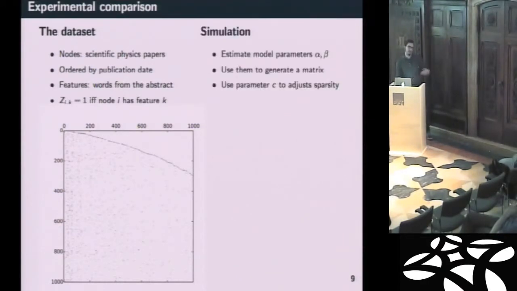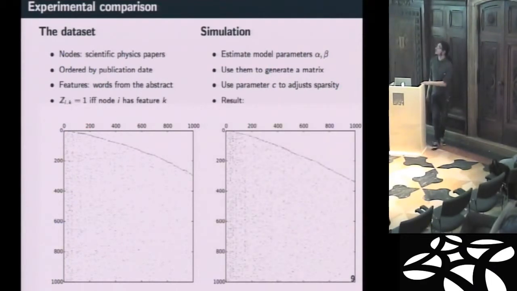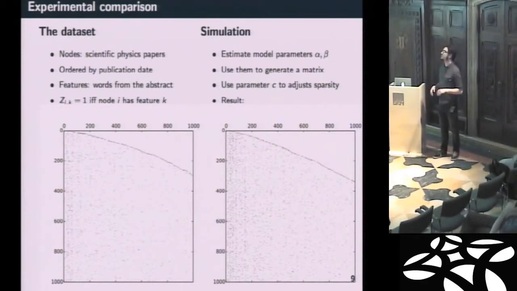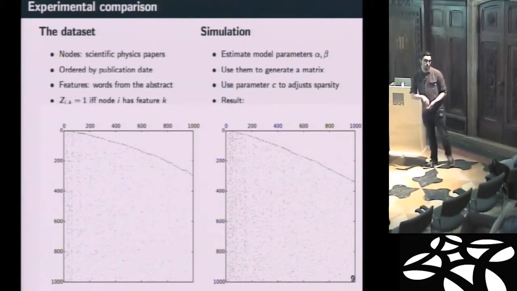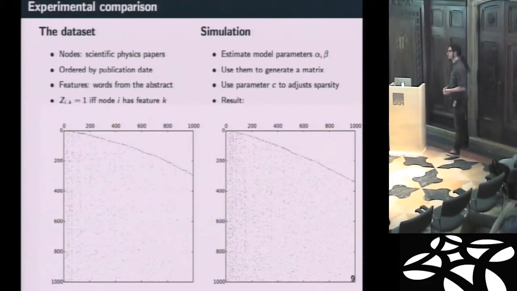From this, we can estimate the models according to the way that I've shown you before, and we can get back to alpha and beta, adjust the sparsity of the model that we're going to generate, and use them to generate a new matrix. And these are the results we got. This is interesting, I think, because we can look at this as a node feature association that is different from the original one, but is drawn from the same distribution. This can be useful in other ways that we are currently looking into.